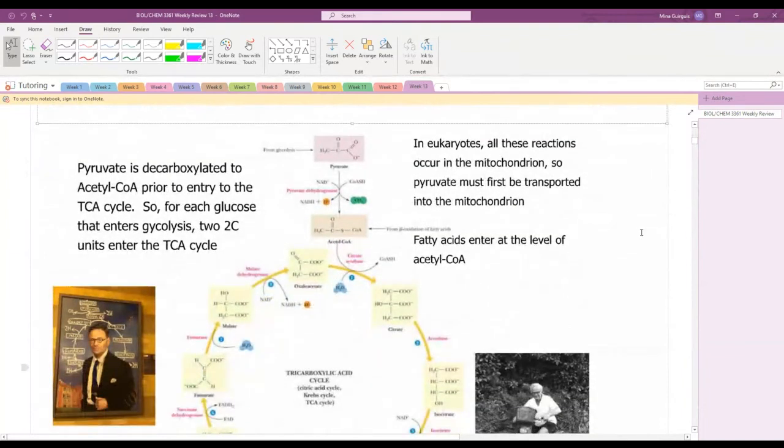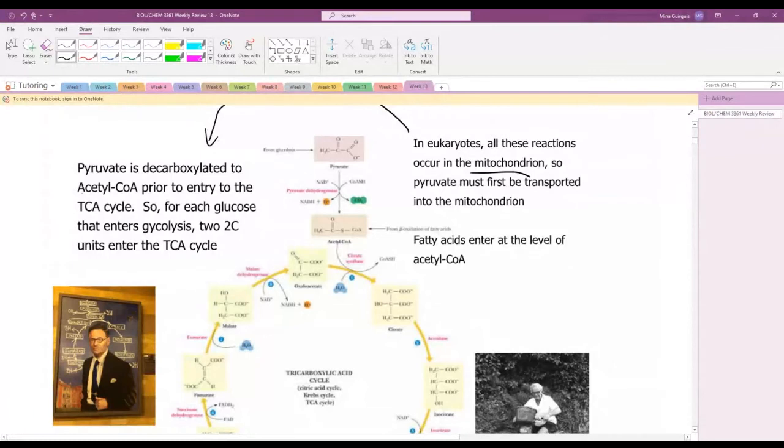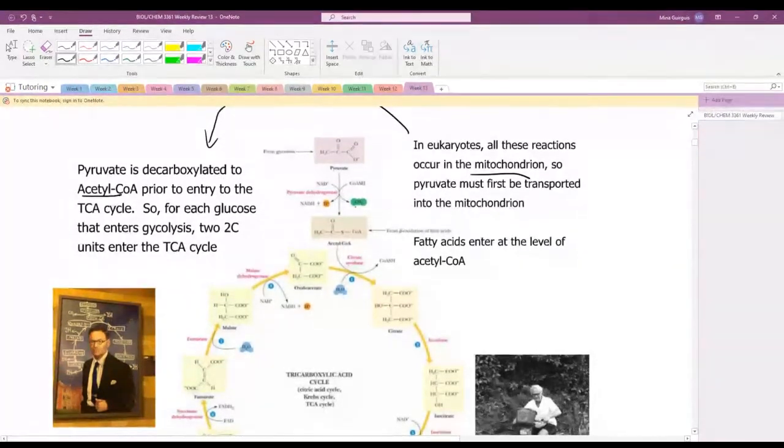Pyruvate, like we talked about several weeks ago, is considered the most connected metabolite. It's connected to the most number of things of anything on that metabolic map that you saw with a million different pathways. When it goes into the mitochondria, all in eukaryotes, all of these occur in the mitochondria. First, it's transported in. Then it gets converted into acetyl CoA. It gets decarboxylated, and this decarboxylation releases a CO2 and forms an NADH.